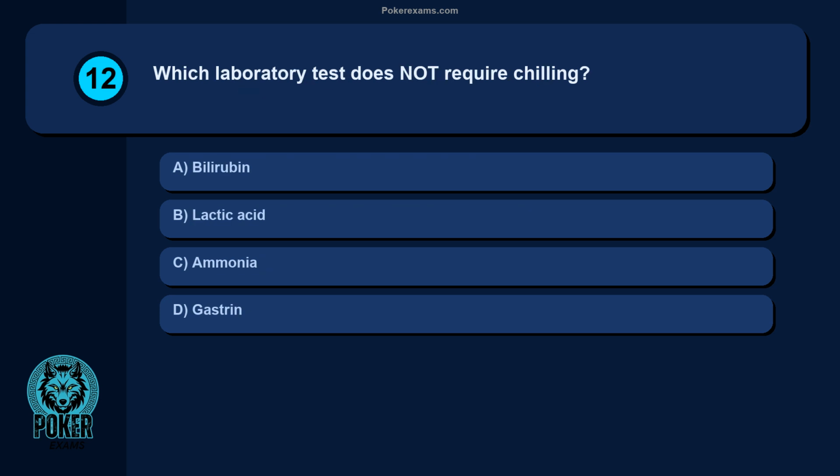Question 12. Which laboratory test does not require chilling? Bilirubin, lactic acid, ammonia, gastrin.